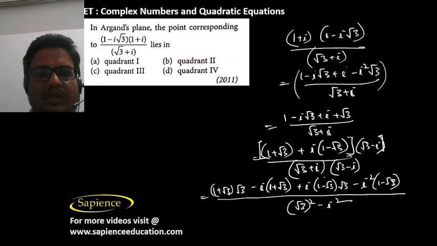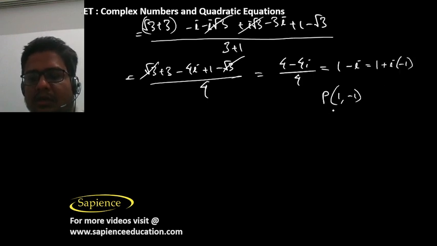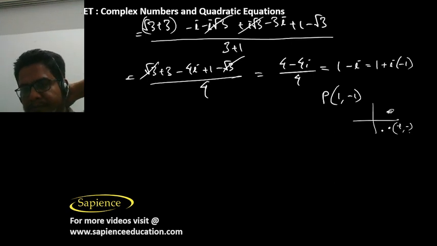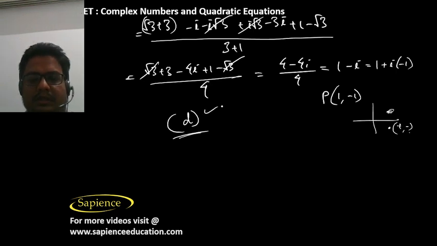So here it is asked in which quadrant it lies. The point is (1, minus 1), since the real part is 1 and the imaginary part is minus 1. So the point (1, minus 1) will lie in the fourth quadrant, since it is plus comma minus. So it lies in the fourth quadrant, that is option D. Option D is the correct answer.